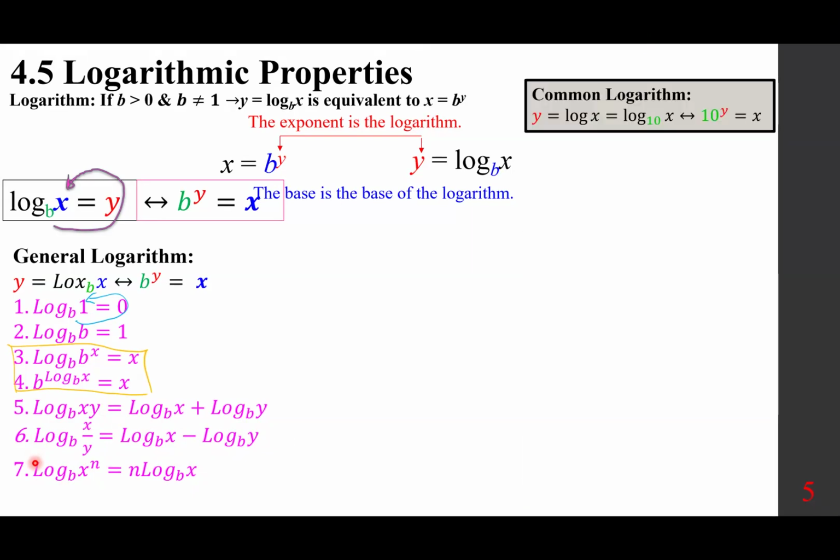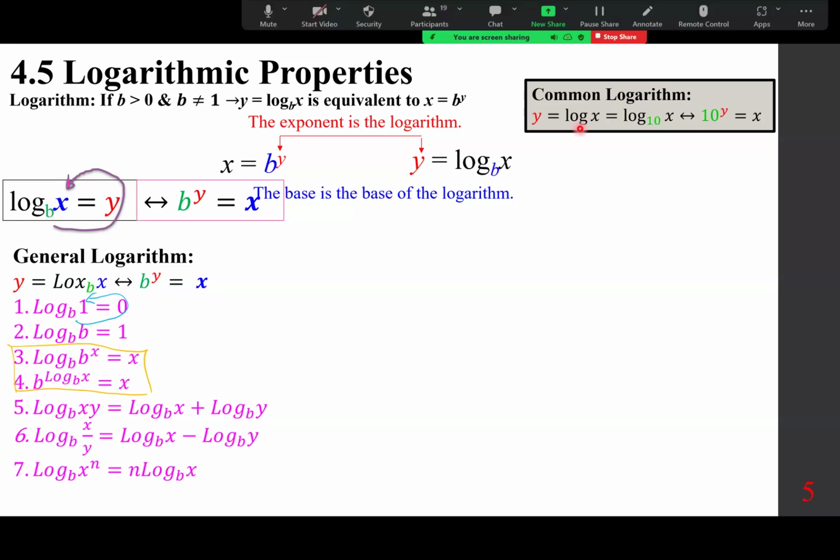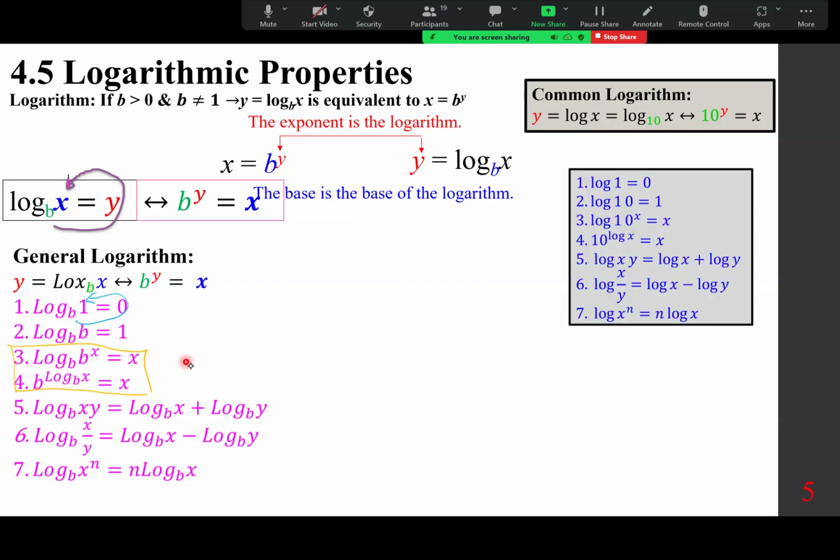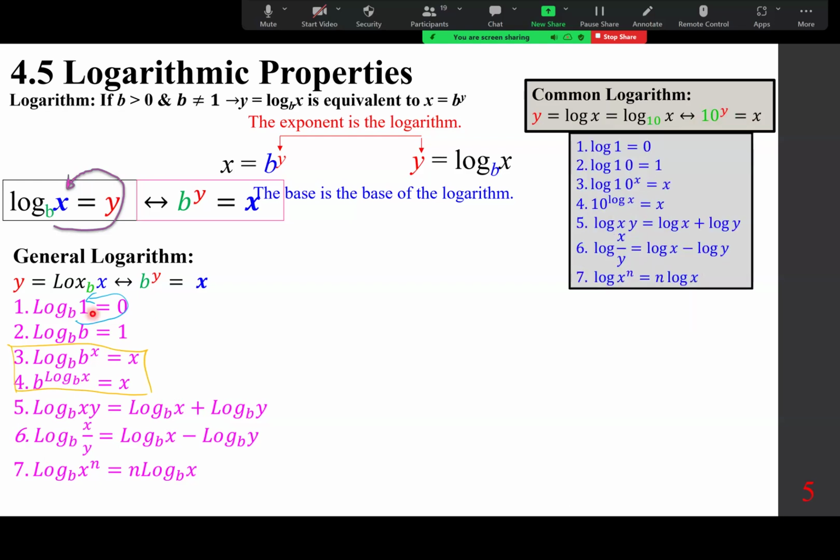Let's go to common log. When we write y equals log x, that means the base is 10. And therefore, we don't write it. So 10 to the power of y equals x is the equivalent exponential form. So if we want to write this for common log, notice what happens. The first one, you don't have to write the base. The second one, because when we don't write the base it is 10, this must be 10. And the same thing here, because we don't write the base, it must be 10. So 10 to the power of x.